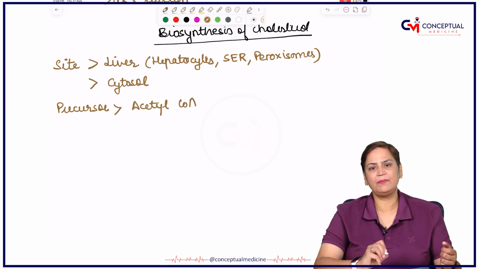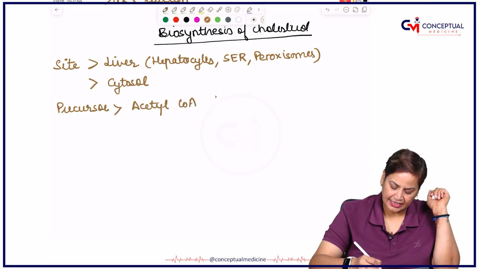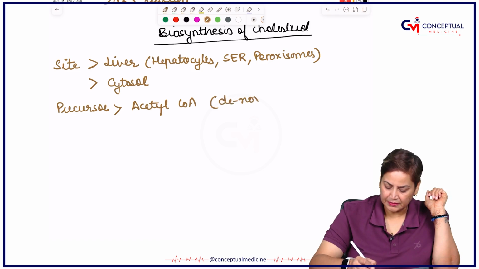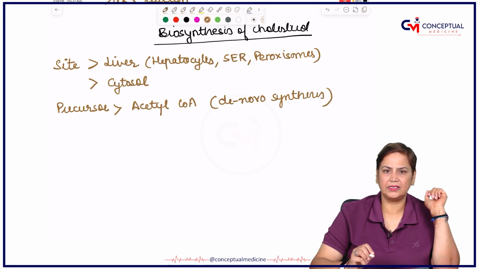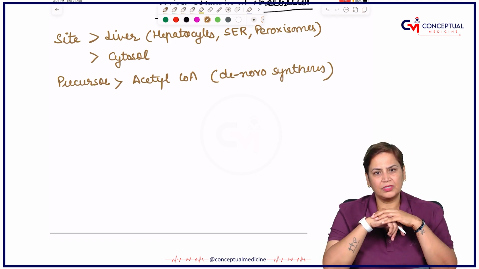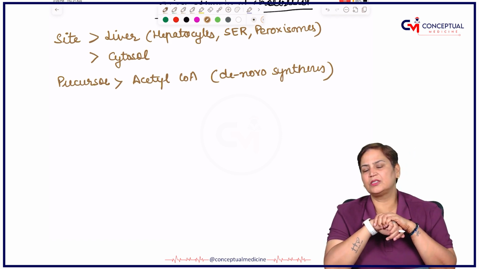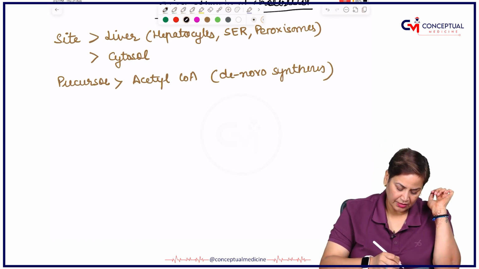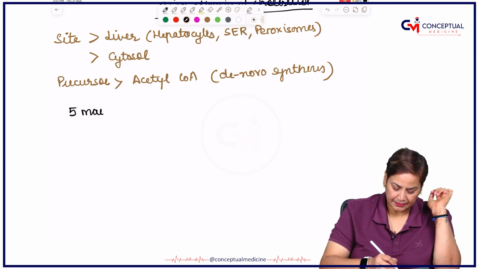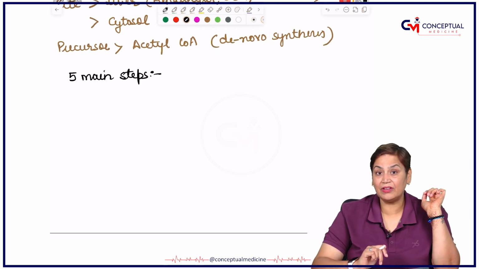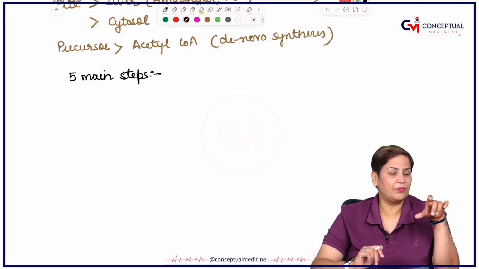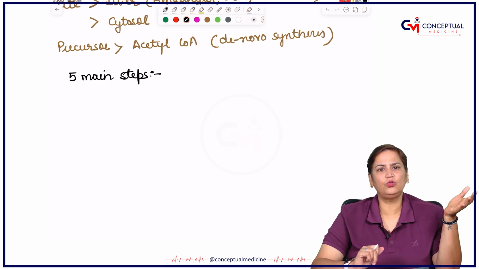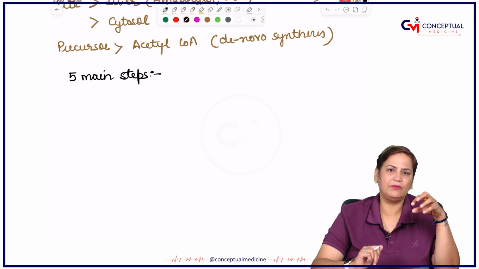And always remember the name of the process is de novo synthesis. Now, how does the process take place? Whenever we talk about the biosynthesis of cholesterol, we always study it in 5 main steps. Because how many carbon atoms does cholesterol have? It has 27 carbon atoms, and the precursor has just 2 carbon atoms. So from 2 to 27, what are the main 5 steps involved?